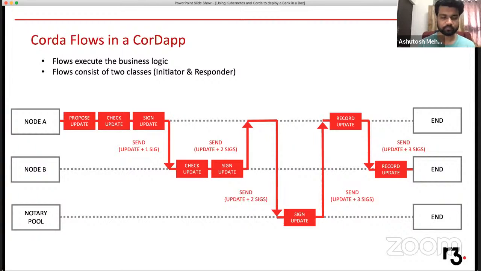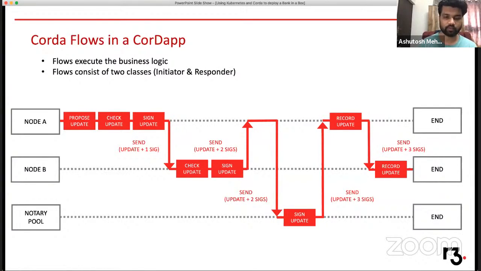In this case, Node A is proposing a transaction. He wants to update something on the ledger. Once he has created and built the transaction, he has to check the contract, whether this transaction he has just built is valid as per the contract that is defined. If so, he will sign the transaction and send it over to the counterparty node. If there are multiple counterparties, he'll send it to multiple of them. There is just one in our case.